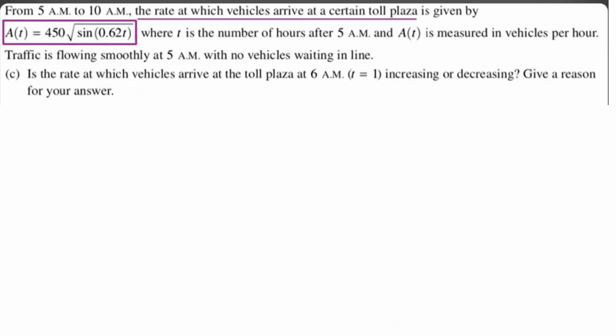Now for the next question, part C: is the rate at which the vehicles arrive at the toll plaza increasing or decreasing? You must know that in order to determine increasing or decreasing, you should know the derivative of the function. They are asking you to give a reason for your answer. So you have to calculate the derivative of the function, and determine if the function is increasing or decreasing when t equals 1.